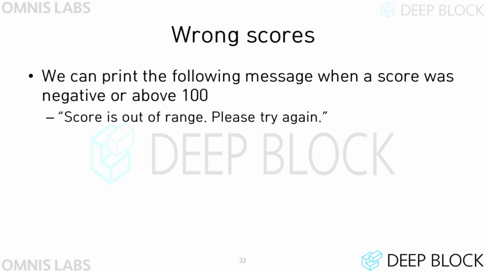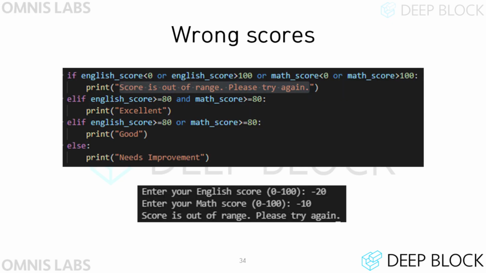When a user incorrectly enters a score as a negative number or a value greater than 100, we want to print "score is out of range, please try again," and make the program terminate. The previous program can be modified as follows.